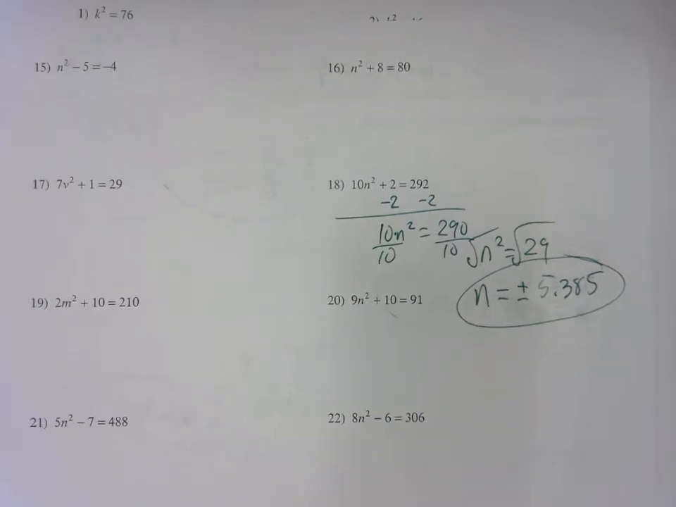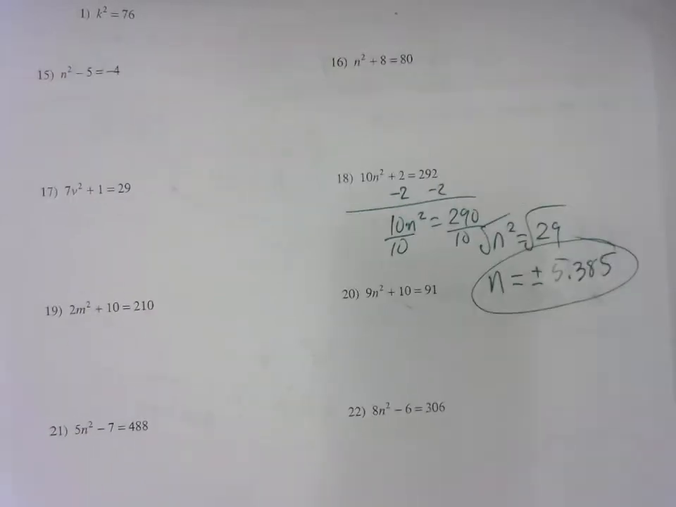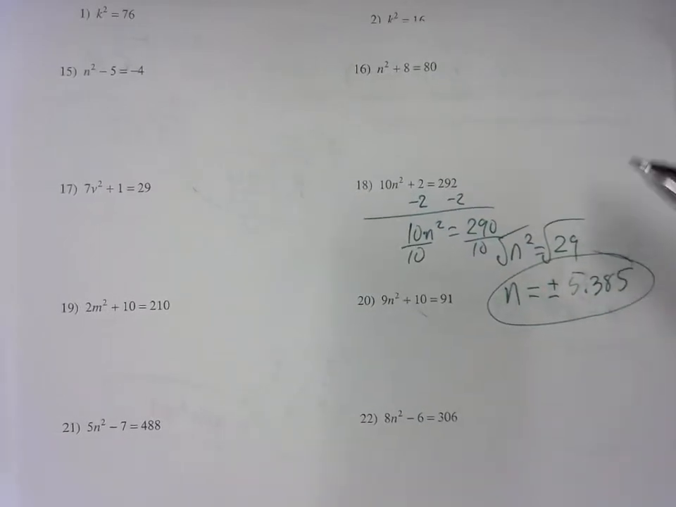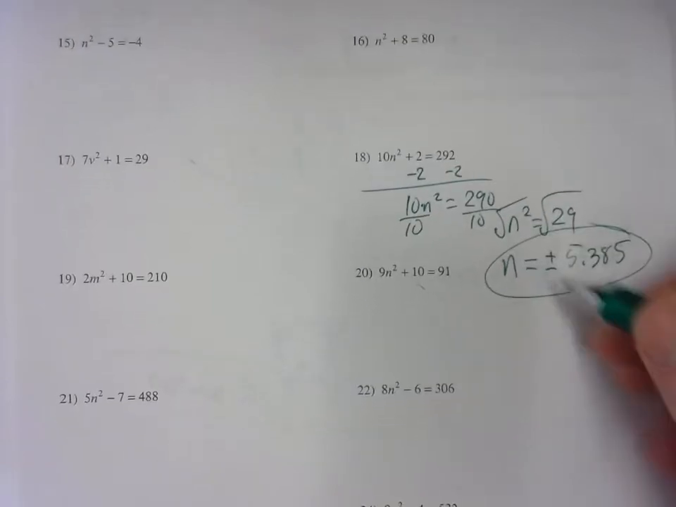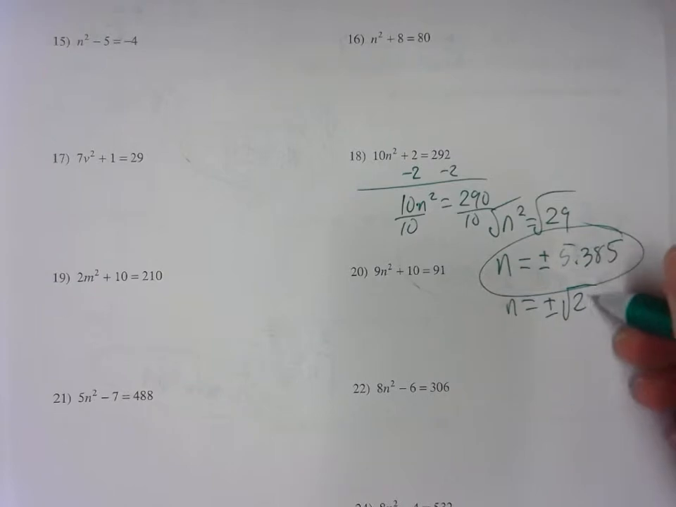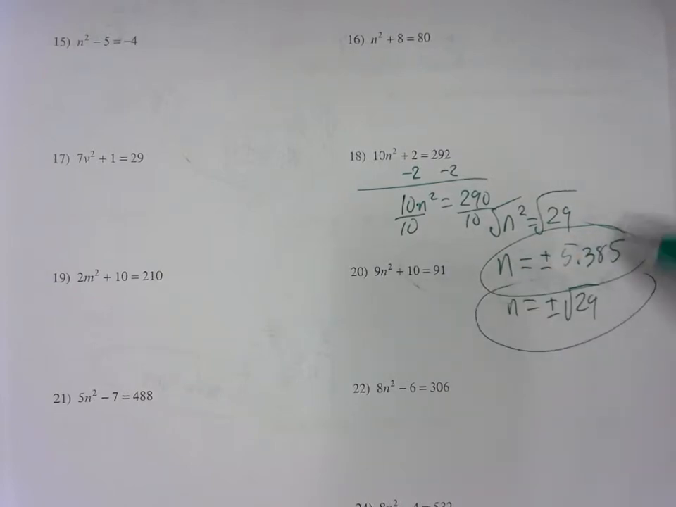They can look more complicated than this, but the general idea here is just you're solving it for x, like a two-step equation, but then at the end you have to take a square root. So again, you can also write this as plus or minus the square root of 29. So either answer is acceptable, the decimal approximation or the exact answer.